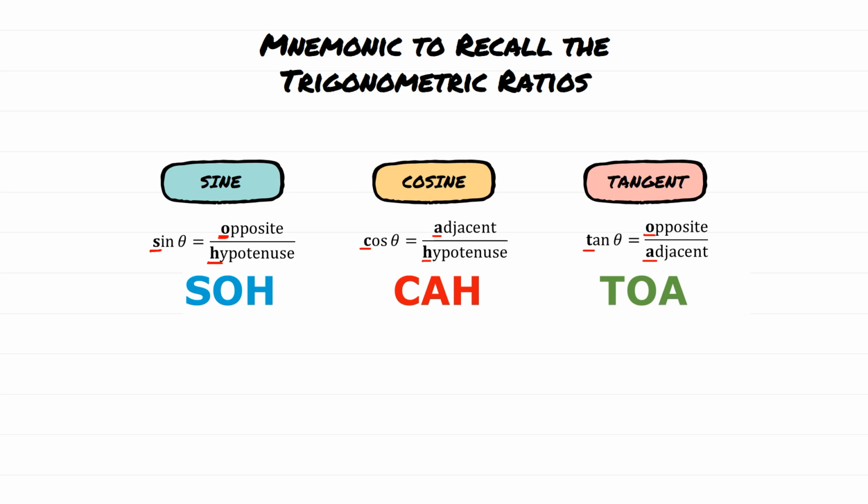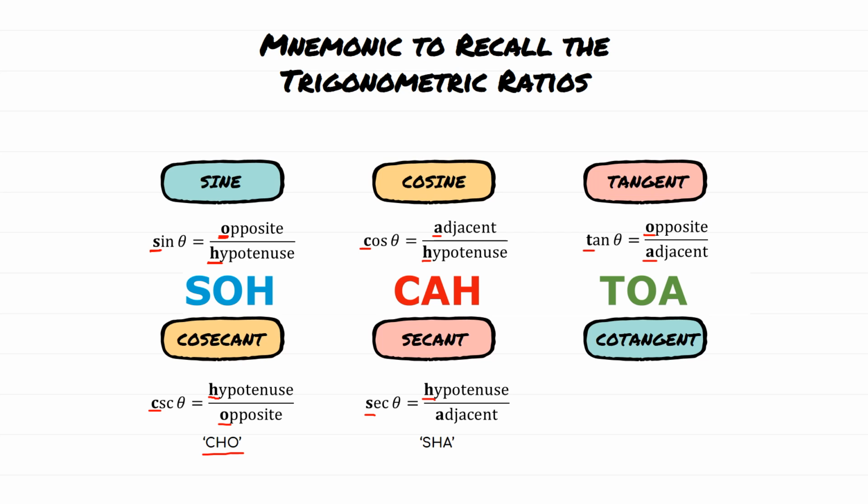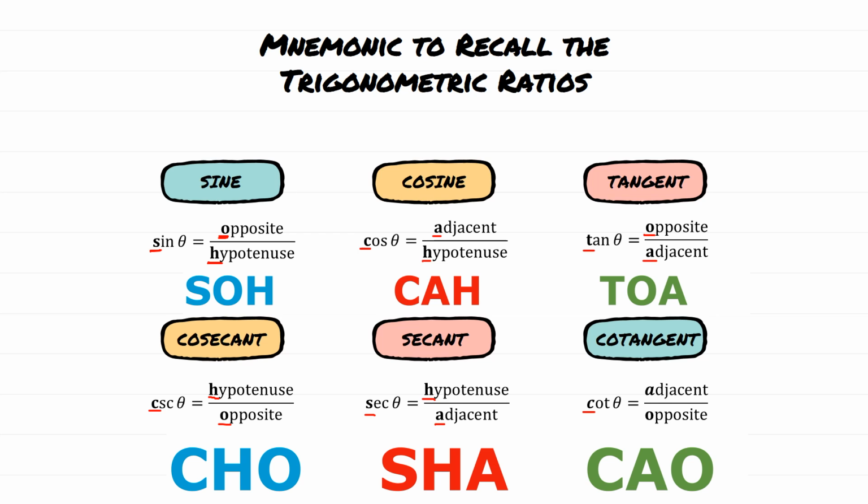Madalas yun na yung naririnig dati, magagamit natin ulit yan. Si SOHCAHTOA. Pero paano yung sunod na tatlo? Pwede din naman natin siyang gamitin. Si cosecant, secant, at cotangent. Ganon din ang tactic natin. Si cosecant, we get the first letters. Cosecant, hypotenuse, opposite. So, makukuha natin dyan si CHO. Si secant, secant, hypotenuse, adjacent, kaya SHA. And cotangent is adjacent over opposite, C, A, O. That's CAO.